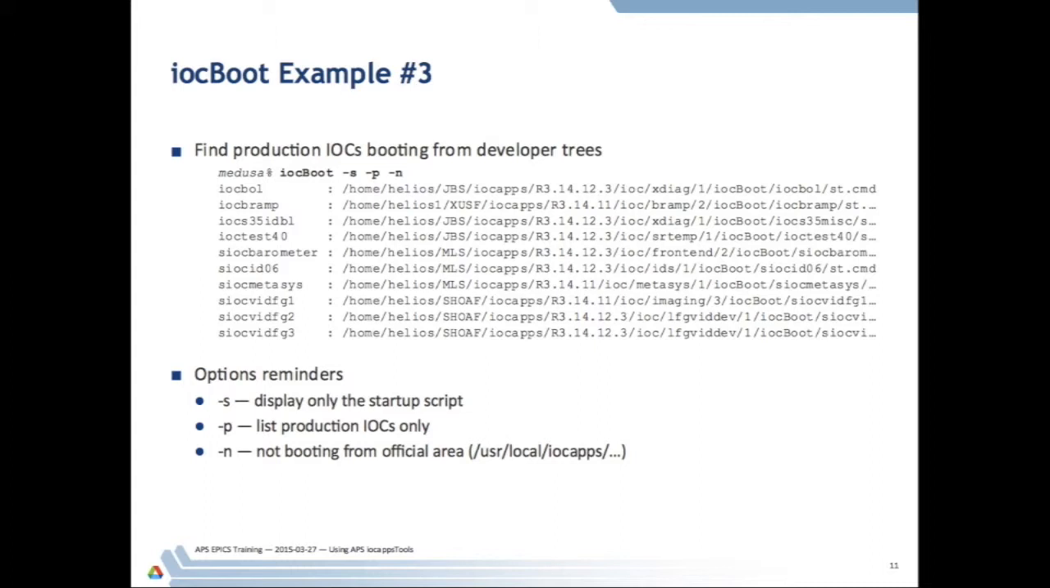So -n says not booting from the official area. P says I'm only interested in the production IOCs, and the S says only give me the startup script. So that's why we don't get the same display as we did in the previous ones, because I've said I only want the startup script. That cuts down on how much we see, and that's one of the main purposes probably for this sort of usage.